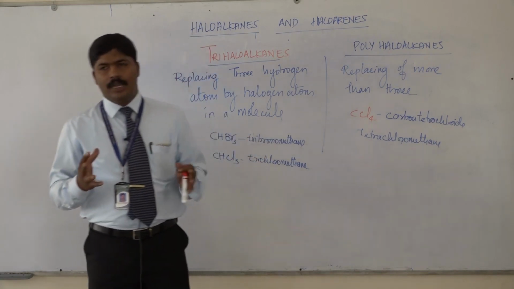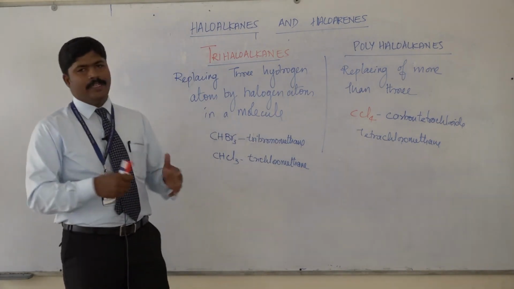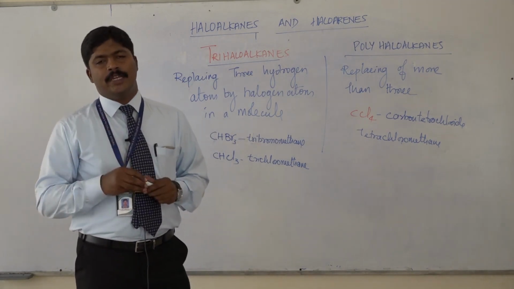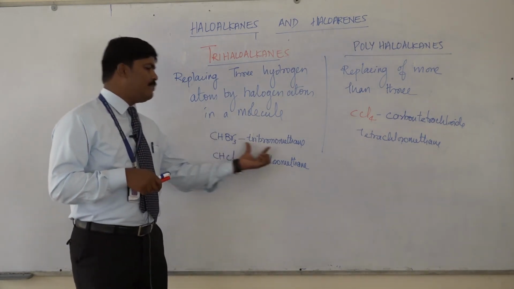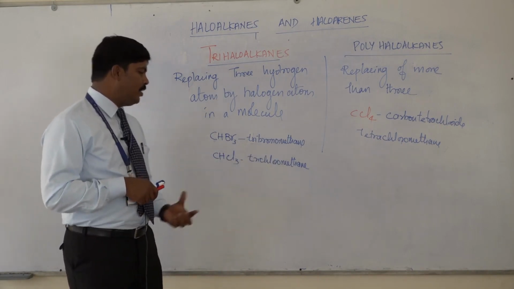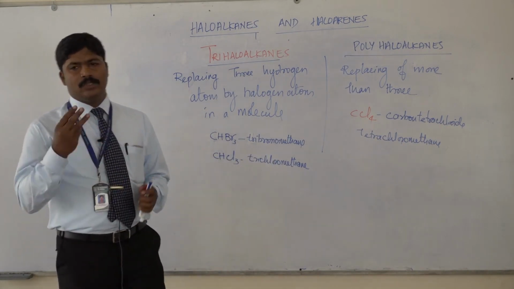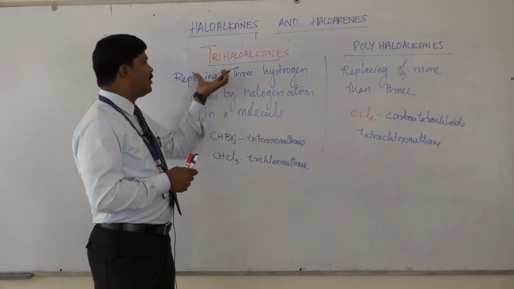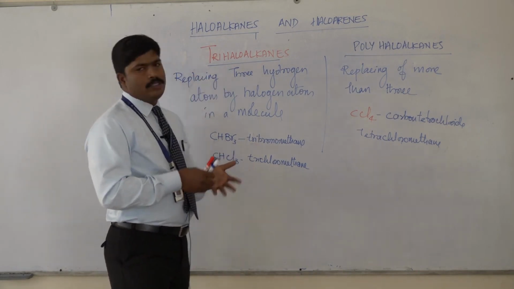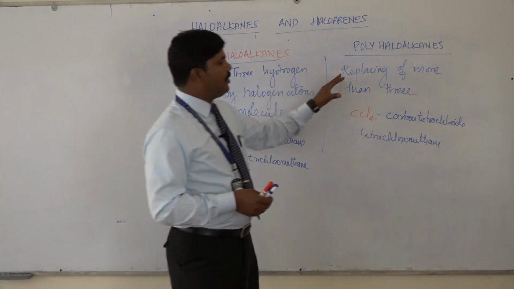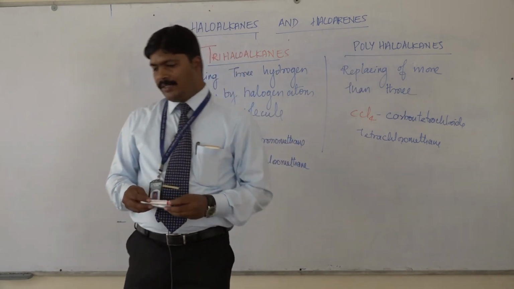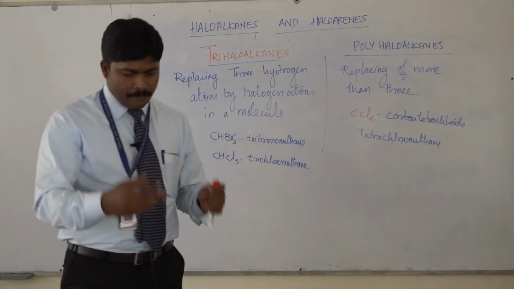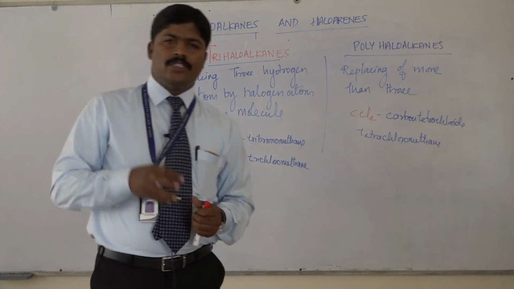Similarly, for trihaloalkane, I brought a very simple example initially. Later on, I will bring more complicated examples to convince you all. I have replaced three hydrogen atoms from methane, so we call this tribromomethane or trichloromethane. The common name is chloroform. Poly goes beyond 3. If I replace more than 3, we end up with tetra, which is called polyhaloalkane, carbon tetrachloride.